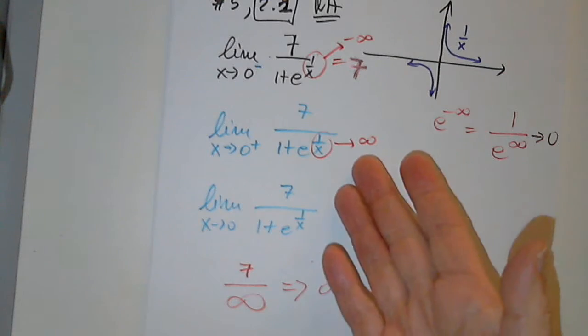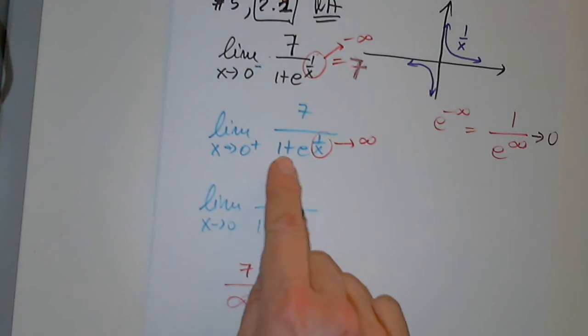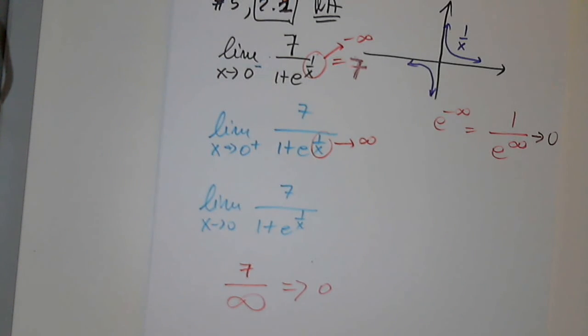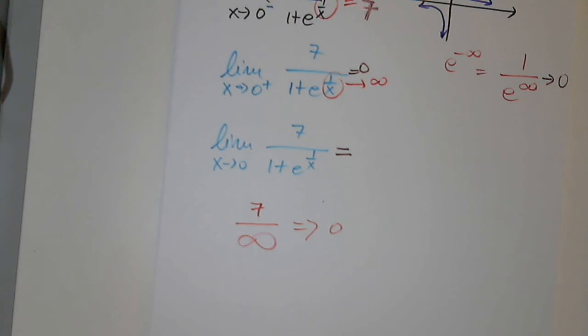Okay, now that's a different story now. E to infinity is infinity, and that's what it was. 1 plus infinity is infinity. 7 over infinity, that is 0. That is no discussion there. Okay, so then what do you conclude about 0 from either side? Doesn't exist. Perfect.